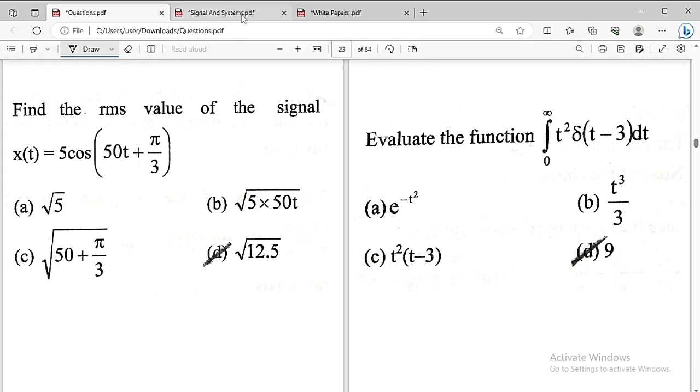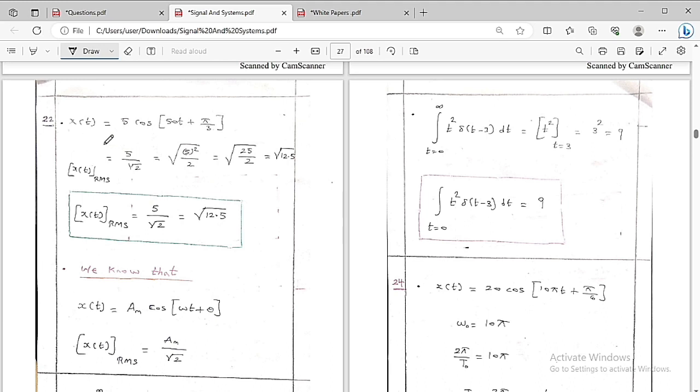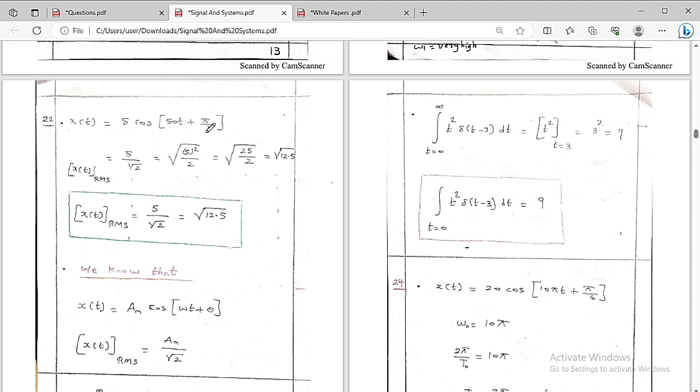So let's solve this numerical. What is the signal x of t? x of t is equal to 5 into cos of 50t plus 5 by 3. This is in the format of Am into cos of omega t plus some theta. Then what is the RMS value? The RMS value is the peak value by root 2, whether it is a sine wave or a cos wave. The peak value is 5, so 5 by root 2.